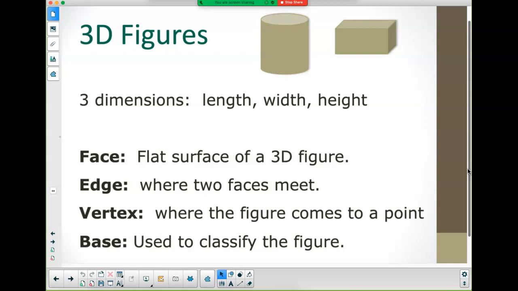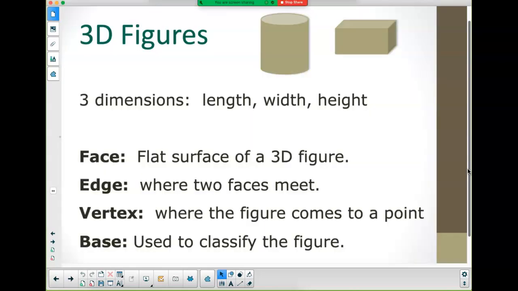So when we talk 3D, let's go with this. Three-dimensional figures have faces. A face is just these flat surfaces. So when we're talking about the faces of the figure, that's all the flat surfaces. They have edges. Edges are where the surfaces meet. So these are all the edges. The vertex is the points. Those are like your corners.